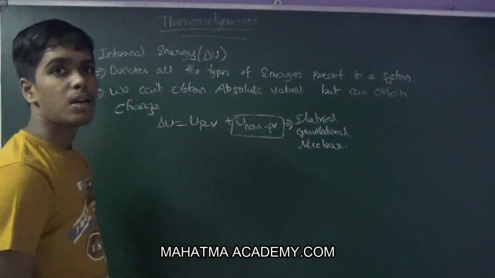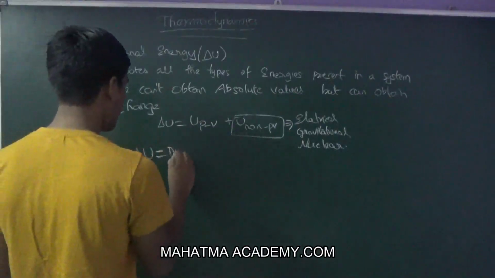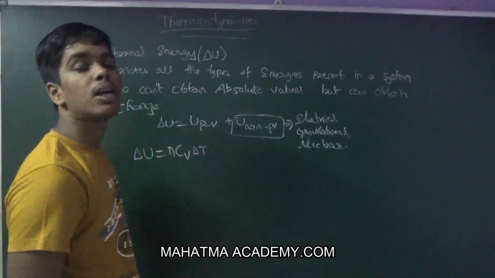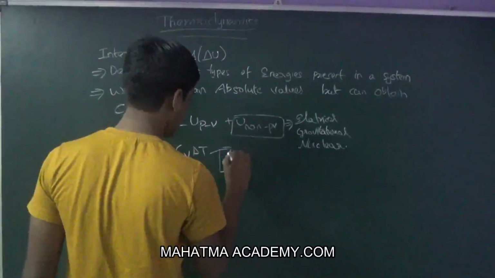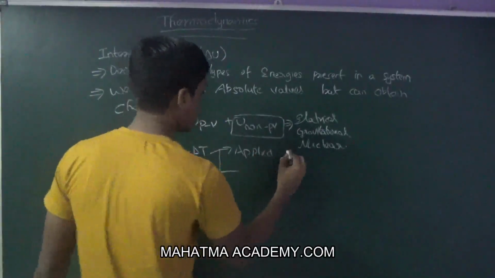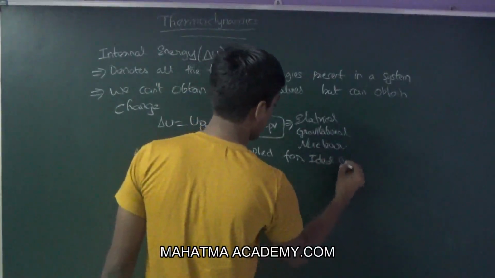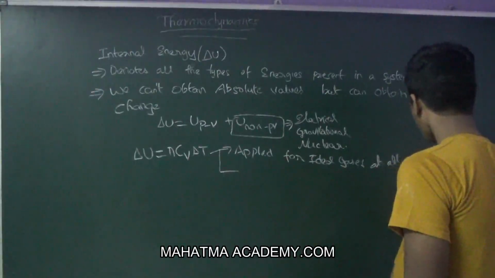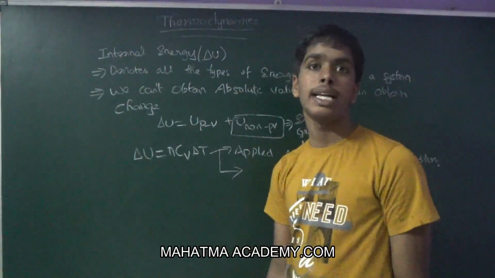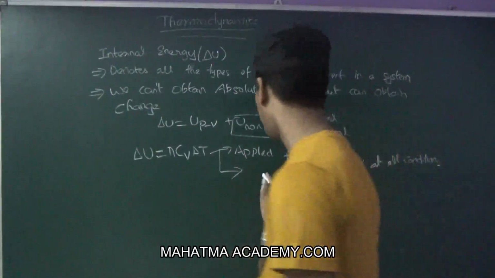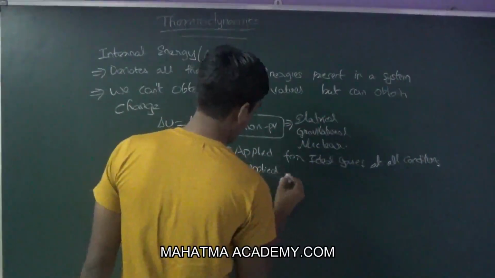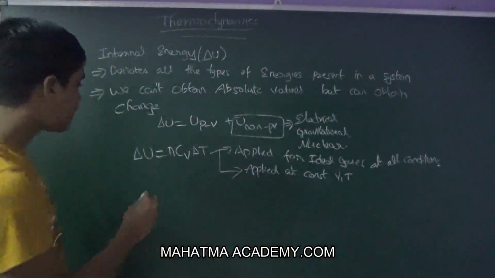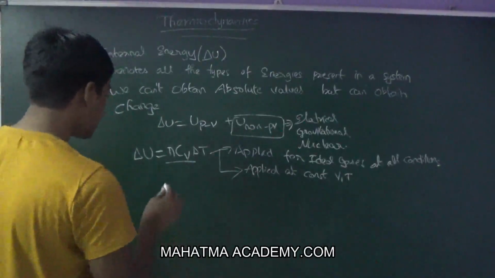Okay students, now we are going to write the relationship. Delta U is equal to n Cv delta T. It is applied for ideal gases at all conditions. It is applied to non-ideal gases at constant volume and temperature.